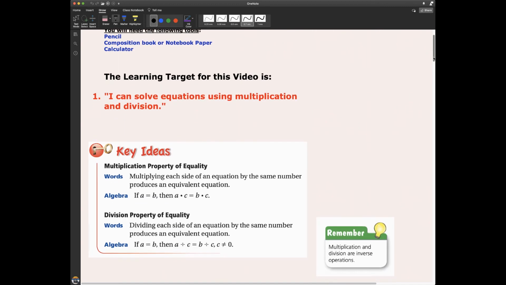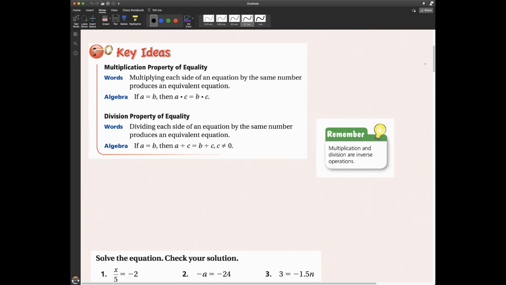Just like we had in section 3.3, where we had the addition and subtraction properties of equality, there are also multiplication and division properties of equality, and they work the same way. It basically says if I have two things that are equivalent, like 6 equals 6, and I multiply one side of this equation by 2, and I multiply this side by 3, then these things are not equal anymore. This is 12. This is 18.